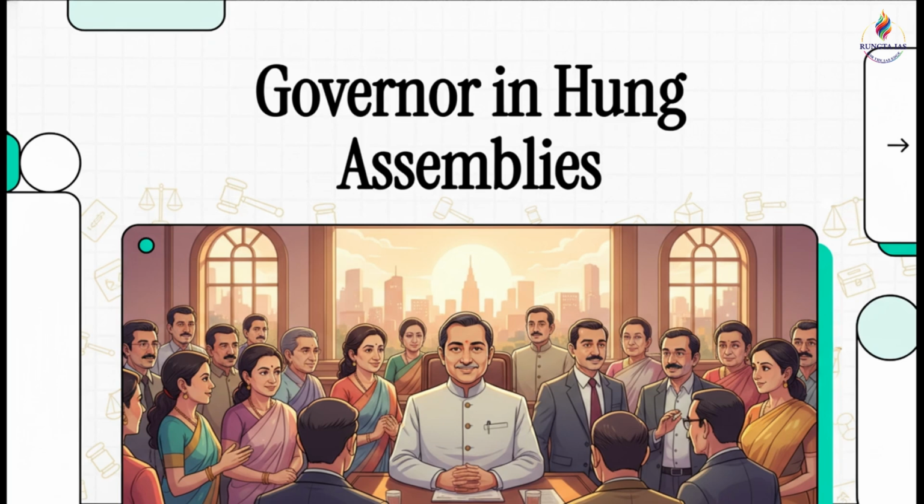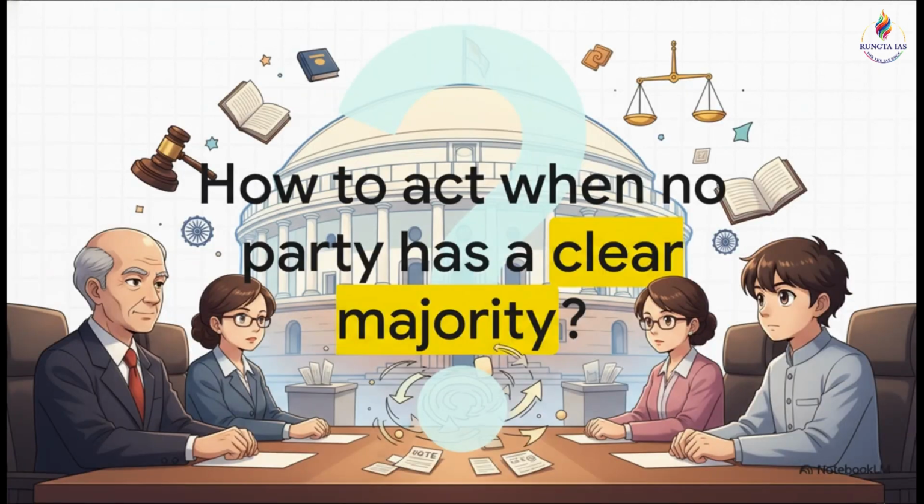We're doing a rapid mains analysis of a high-yield and frankly very tricky topic for your GS2 polity paper, the governor's role in hung assemblies. Picture this scenario: you're sitting there in your UPSC personality test. The board is looking right at you and asks, how exactly should a governor act when no single party has a clear majority? It's a fundamental constitutional dilemma, and your answer needs to be absolutely crystal clear.